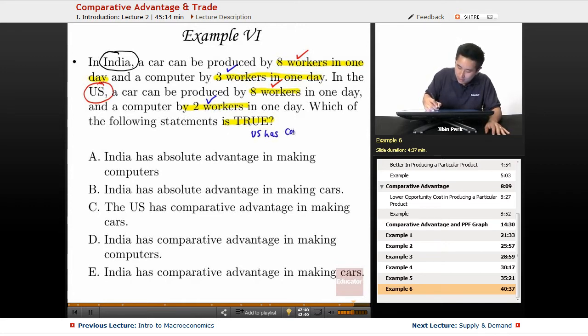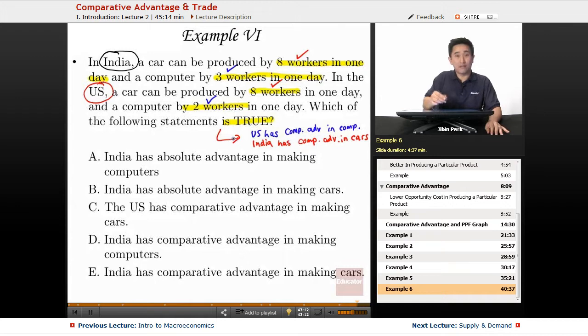The U.S. has comparative advantage in computers, because they use 2 workers as opposed to India's 3 workers. So the U.S. has comparative advantage in computers, and India has comparative advantage in cars. So it's good to figure out your plan of attack prior to looking at the answer choices. If you have the luxury of time and you can actually figure out certain things before looking at the answer choices, I definitely recommend that.